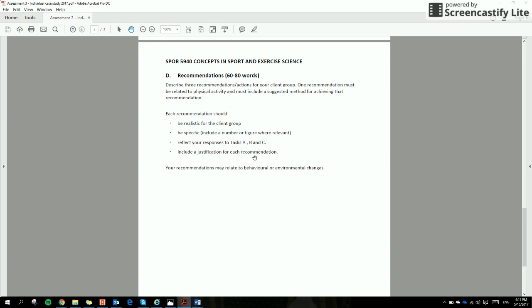And you have to justify that recommendation. If you are telling them that they need to eat a certain type of food, or they need to change a certain aspect of their lifestyle, then you need to provide a justification for that. That is the key difference between this assessment and the group assessments: I'm looking for more depth here. I'm looking for whatever you talk about to be backed up by evidence. And that is that.